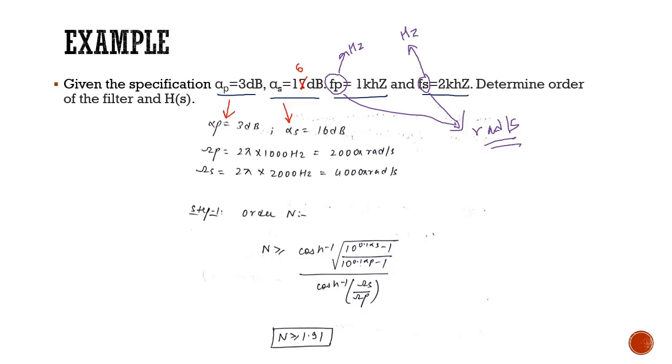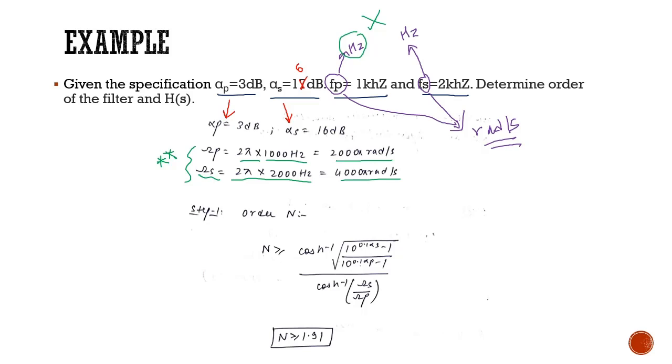Our omega p is basically fp in radians per second. We multiply the value given in hertz with 2 pi, so we get 2000 pi radians per second. Similarly, omega s becomes 2 pi into 2000 hertz, that becomes 4000 pi radians per second. Simple conversion, but very important because it is easily overlooked, and if we directly substitute the value in hertz, the answer we shall get is going to be wrong. The entire question goes for a toss.